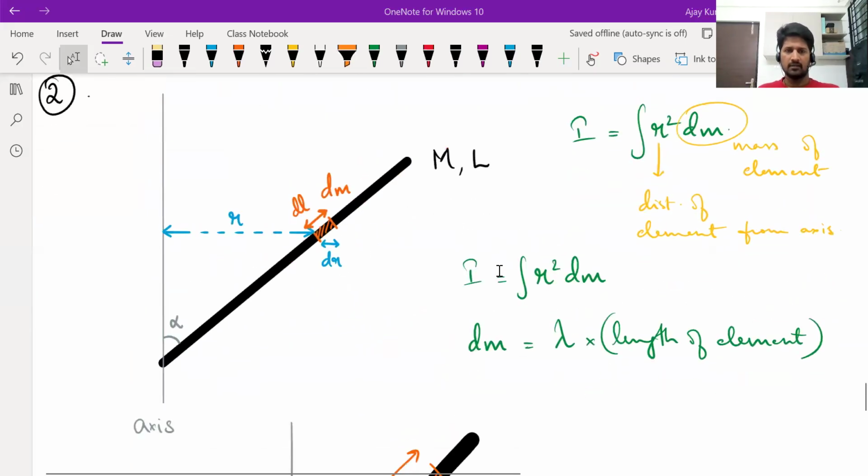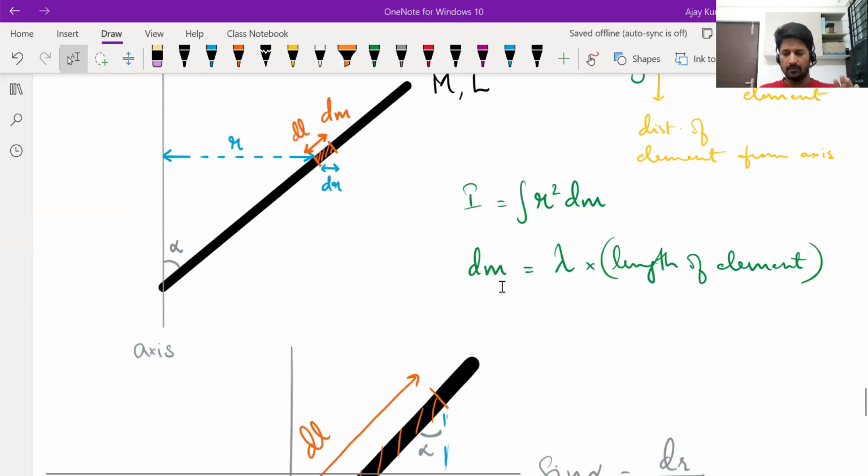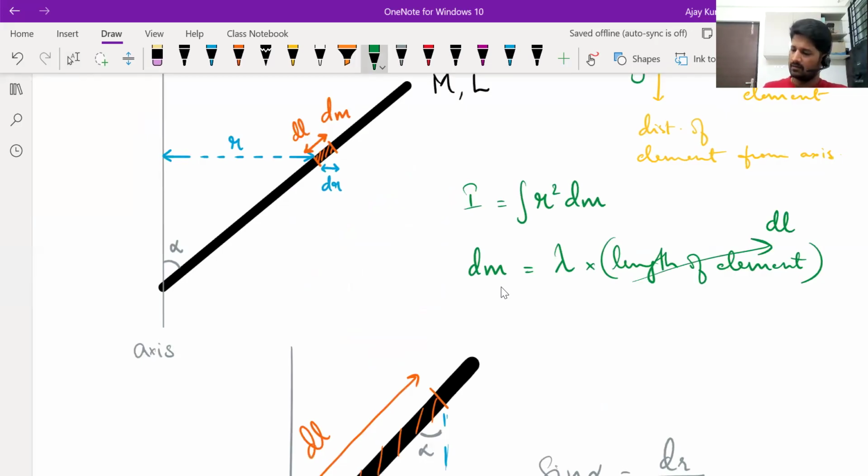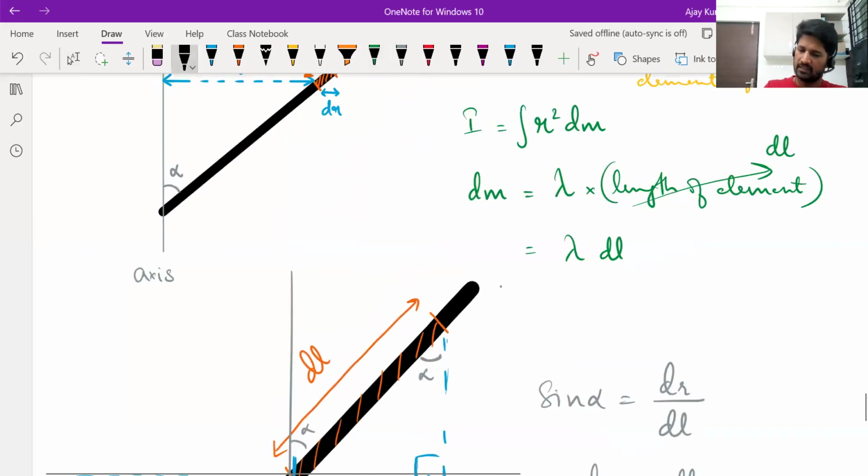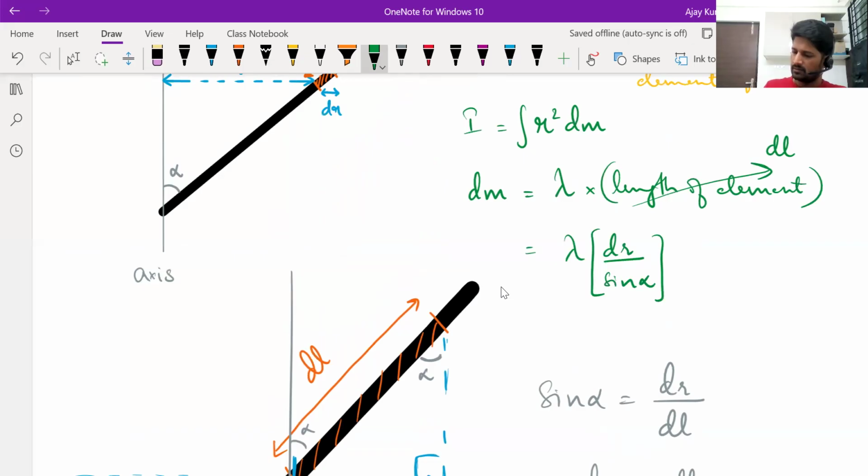Now, where were we stuck? In integral r square dm, we needed dm in terms of dr, but we cannot directly write dm as lambda into dr this time because dr is now not the length of the element. Okay. So dm is lambda into length of element. Length of element is dl, which using trigonometry, we write dl as dr by sin alpha. That is dm in terms of dr.